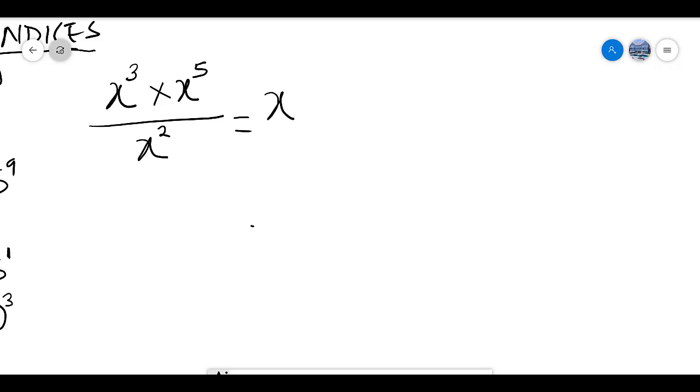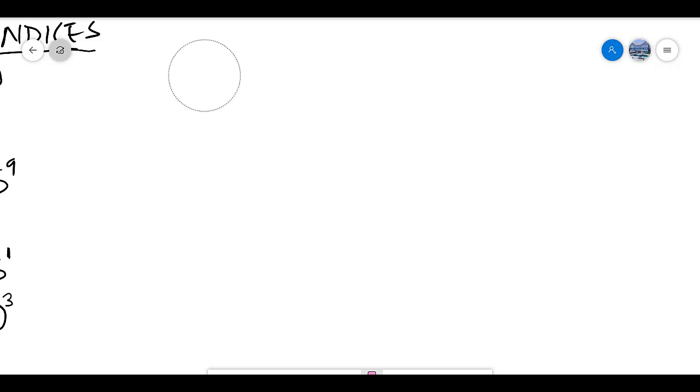So what it means is that this is equal to x raised to the power of 3 plus 5, now minus, because of the division sign, minus 2. This of course will give us x raised to the power of 8 minus 2, which is x raised to the power of 6. And just doing that alone would give you your answer. All right, let's look at some more complex questions.